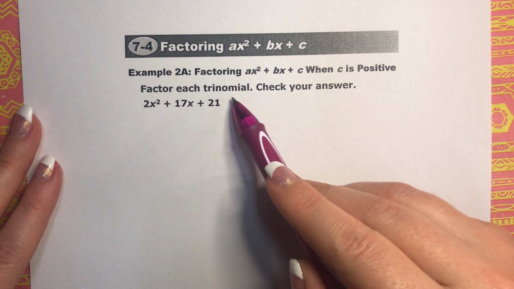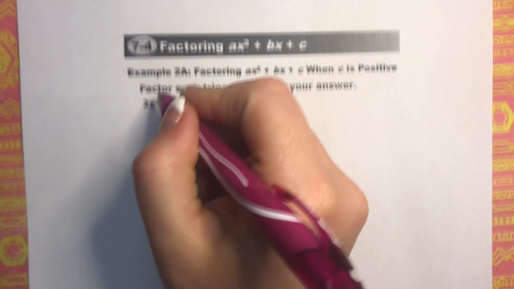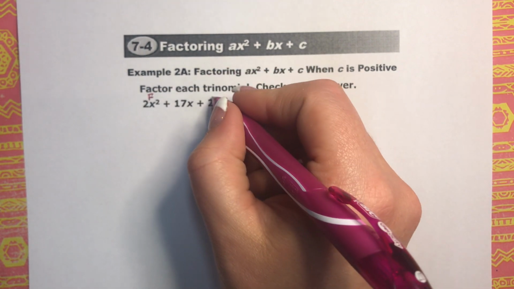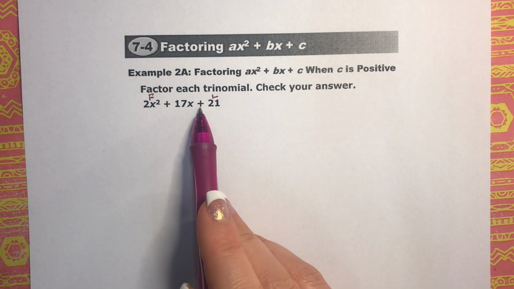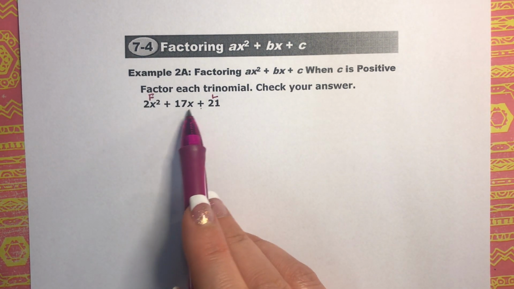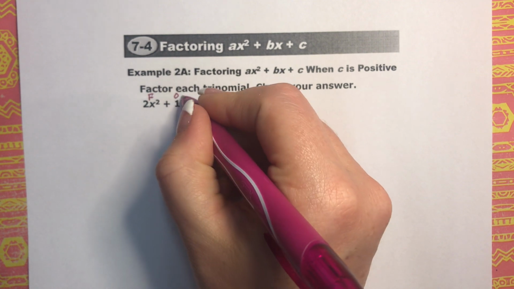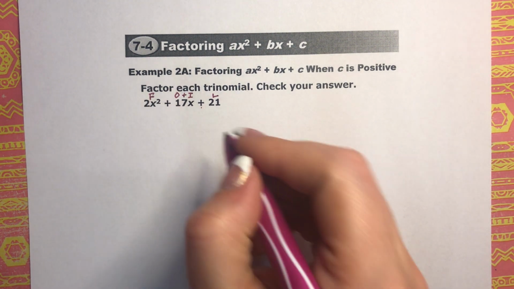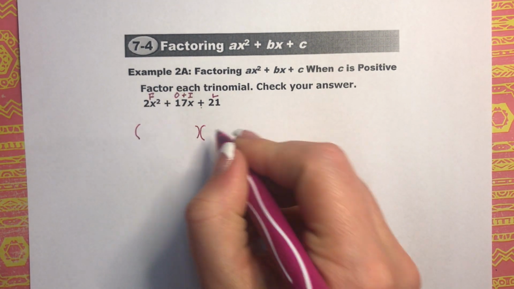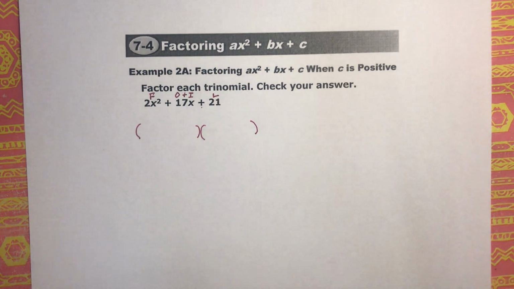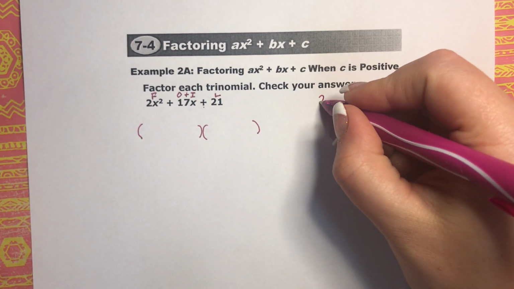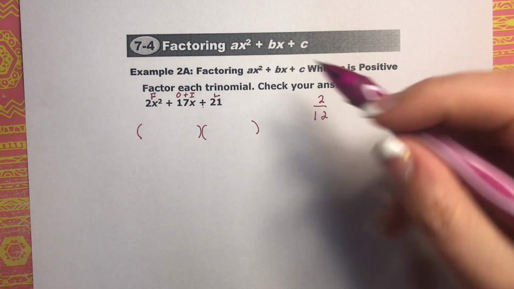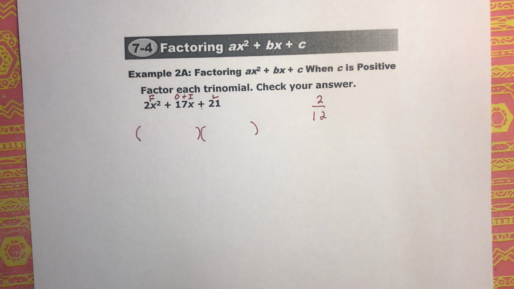Okay, so let's look at example 2. Factor each trinomial, check your answer. Okay, so this is going to be our first. This is going to be our last. And this is going to be the combination. We're going to add the outside and the inside together, right? Okay, so I'm going to get my little voot voot going. Voot, voot, voot, voot. So I'm going to look at the factors of 2, right? The factors of 2 are just really 1 and 2. That's it, which is really, really nice because that is the only option.